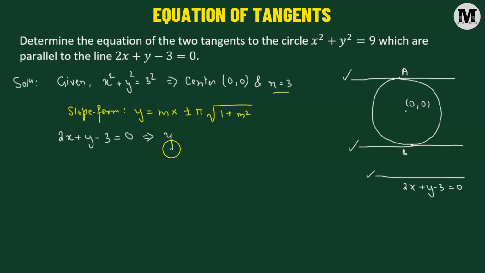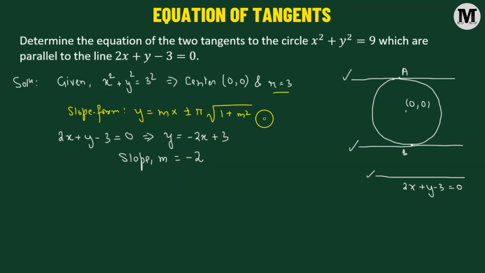So we can rewrite the equation in terms of y equals mx plus c, which is known as the slope intercept form. So we're going to get y equals negative 2x plus 3, which means that the slope of this line, m, which is the coefficient of x, is negative 2.